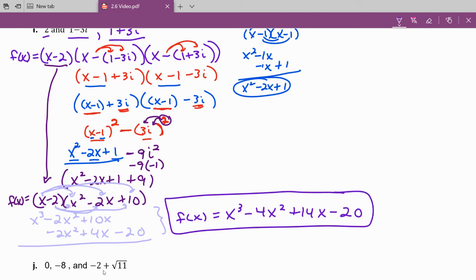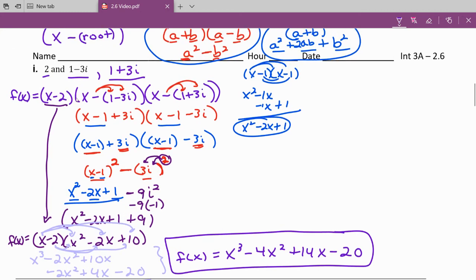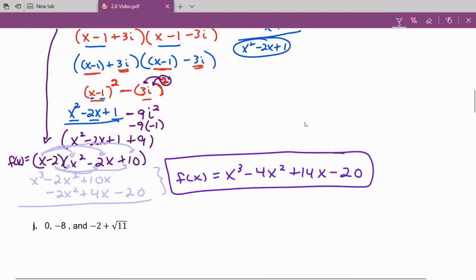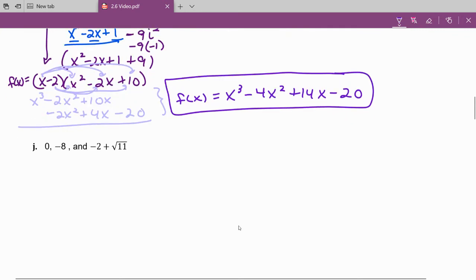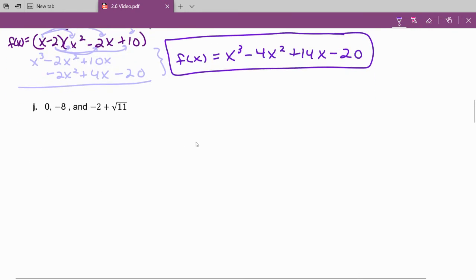All right, so again, using that fundamental theorem of algebra, if you have a polynomial that has a degree of 3, then it should have 3 roots. And this does have 3 roots of 2, 1 minus 3i, and 1 plus 3i. All right, so there you have it. Oh, here's my letter J down here. All right, on your paper, you might have it off to the right. So if you don't have enough room, you can always write it on a separate sheet of paper.